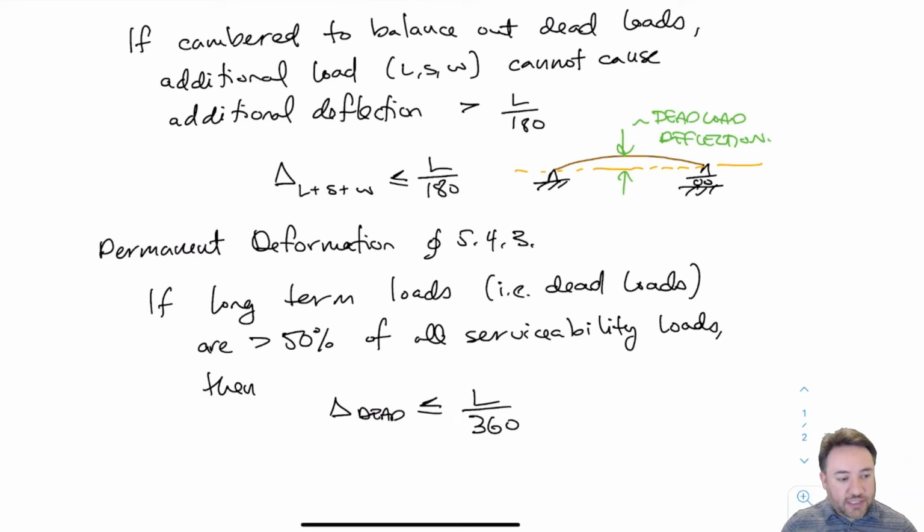So this criteria says that if my long-term loads are more than half of my total loads, that means that most of my loads are coming from dead loads. A majority of the load is coming from dead load. Then I have a more stringent requirement of L/360 for the deflections caused only by those dead loads. So then there are two different deflection checks that I would have to do.